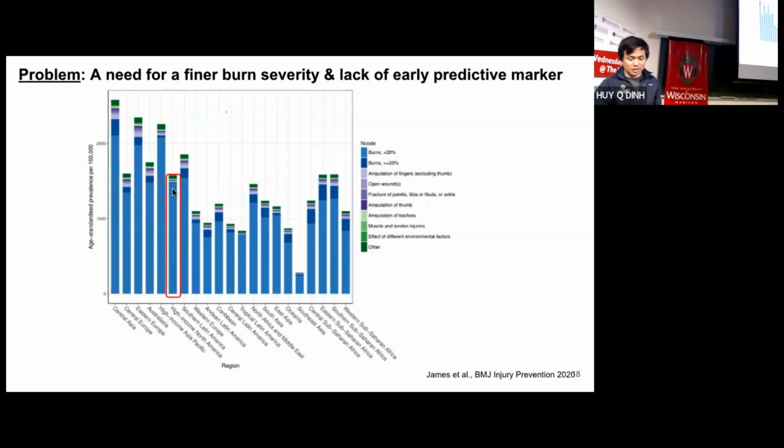Right, it's very few. But there is a need for finer burn severity because they may treat them differently. It also depends on the depth and the thickness of the burn as well, but there's a need for finer burn severity so that we can see how a lesser extent of burn severity can develop to be more severe. And also there's a lack of early predictive markers that can help the clinician make decisions as well.